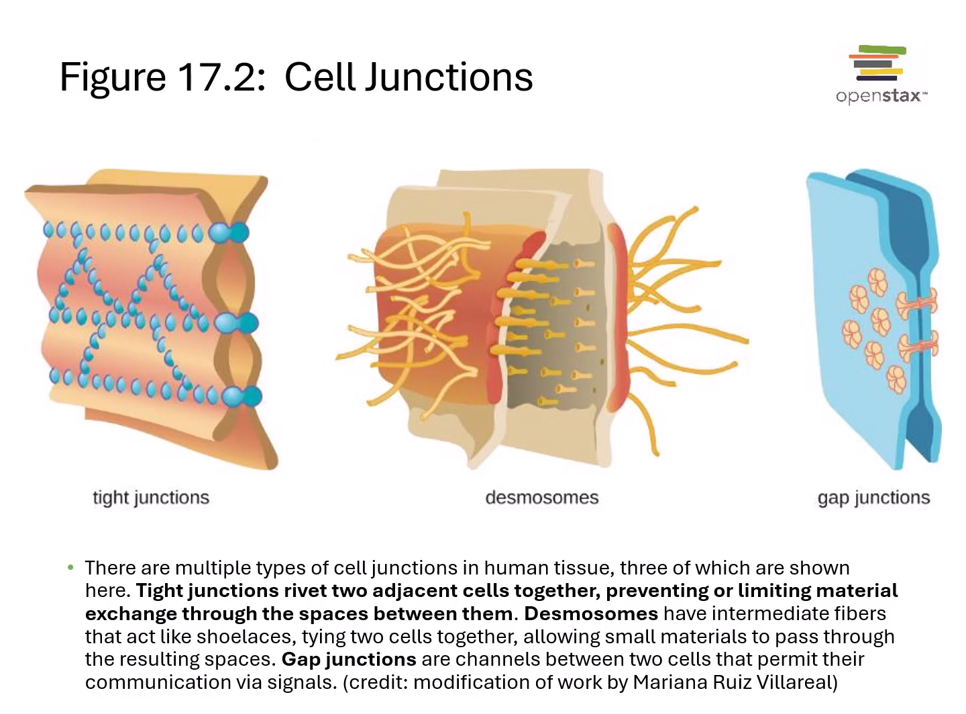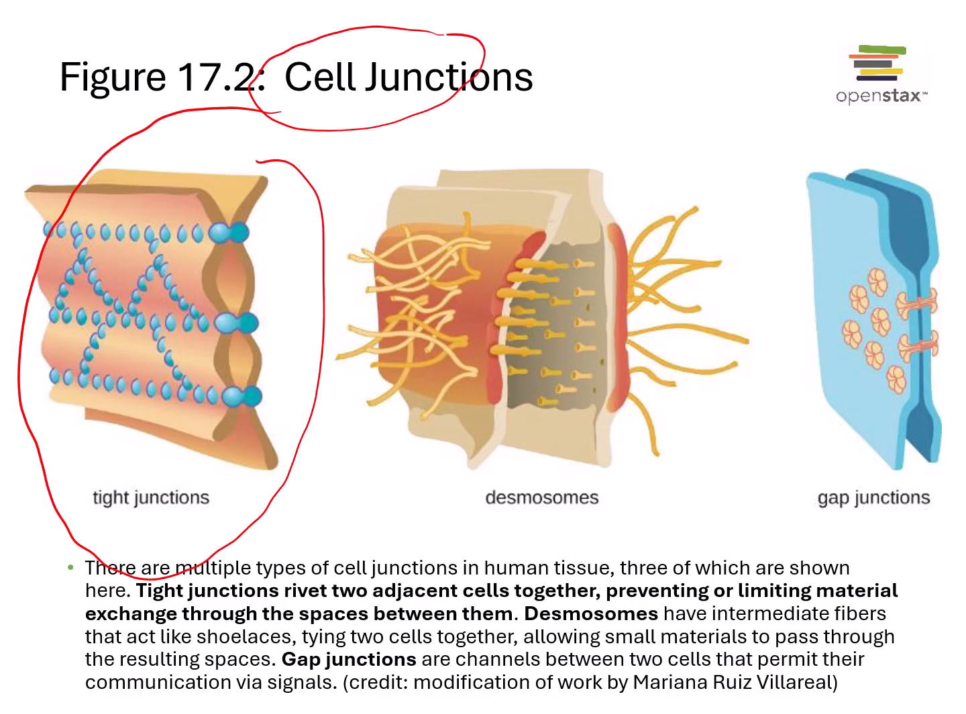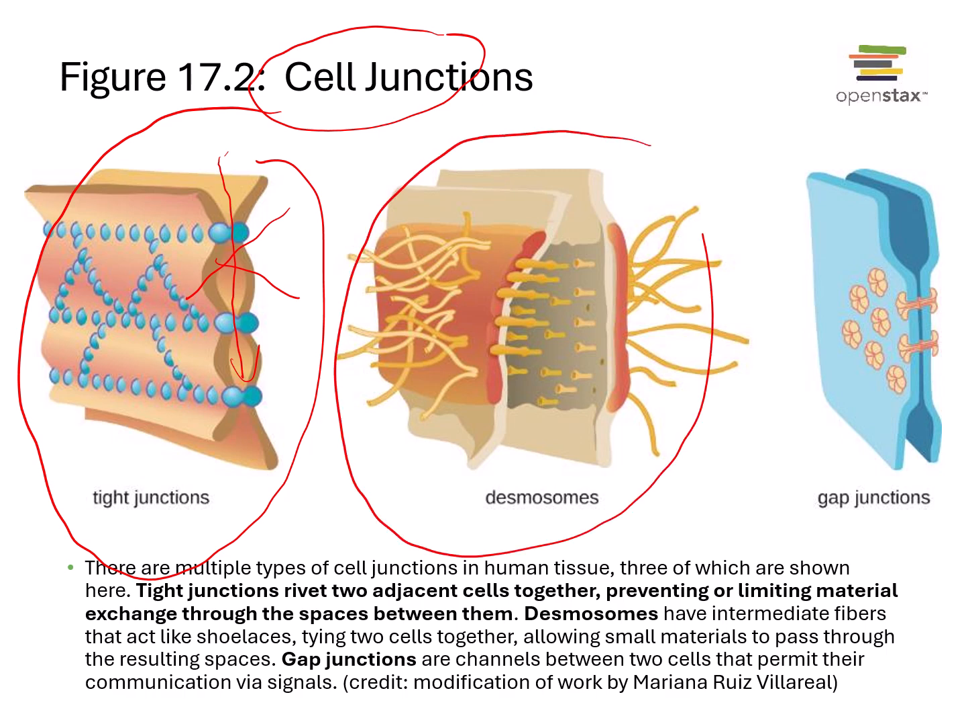Here we can see the 3 junction types. We have tight junctions on the left that seal cells very tightly, and nothing can pass in between the cells. So we'll see these in the blood-brain barrier, for instance, so nothing can cross from the blood vessel into the brain. Desmosomes anchor cells with strong fibers.